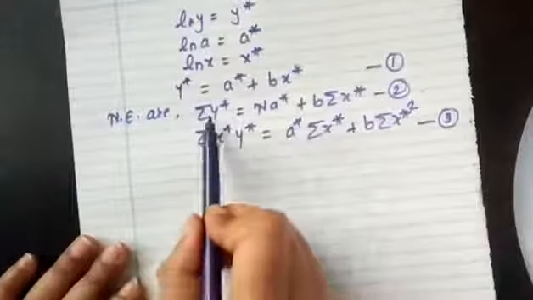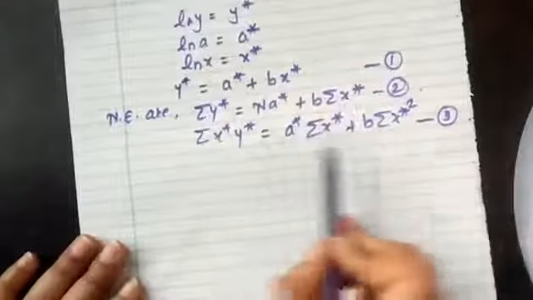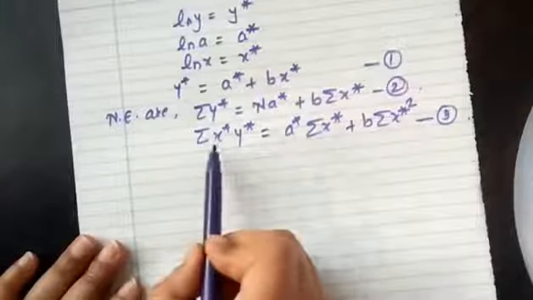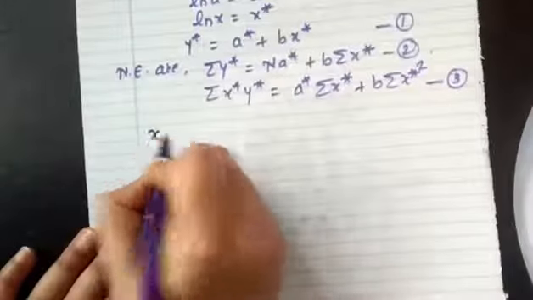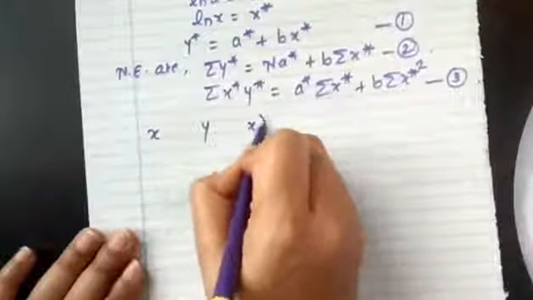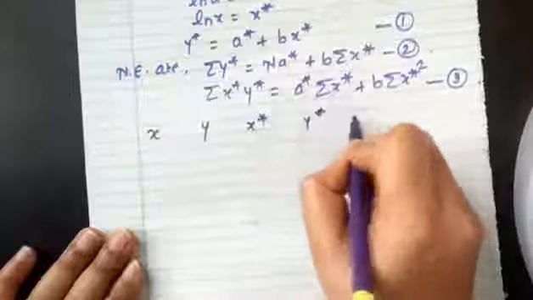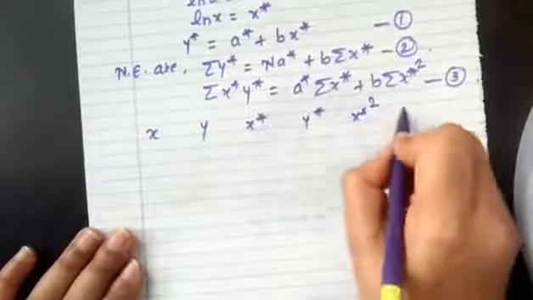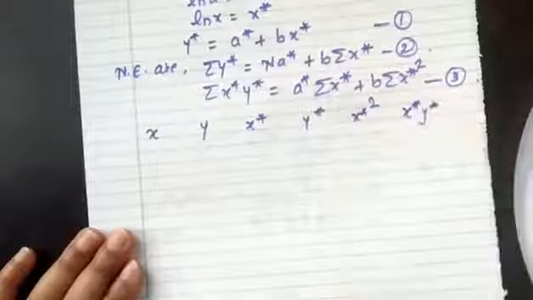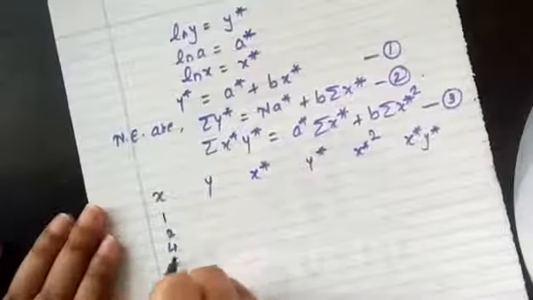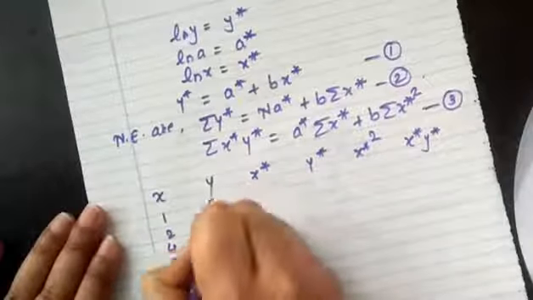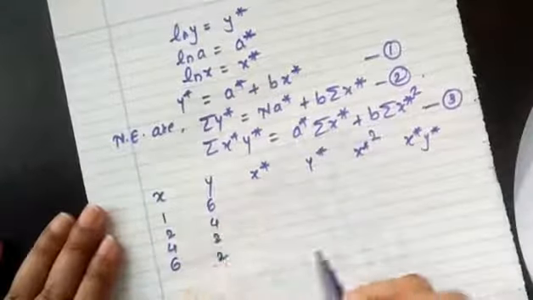Then in your table we'll need summation of y star, summation x star, summation x star square, and summation x star y star. So we'll draw a table. The table will have x, y original values, then x star, y star, x star square, and x star into y star. We'll write all your x. X are 1, 2, 4, 6. Y is 6, 4, 2, 2.